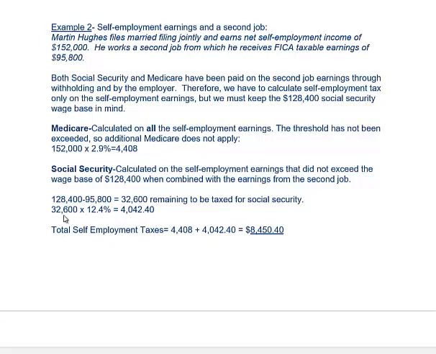So we are going to take the 32,600 and multiply it times 12.4%. That's the employee's portion of 6.2% and the employer's portion of 6.2%. When we multiply that out, we get $4,042.40 in self-employment taxes for Social Security. Now we'll add the Medicare of $4,408 with the Social Security that we just calculated. So Martin's self-employment taxes are $8,450.40.